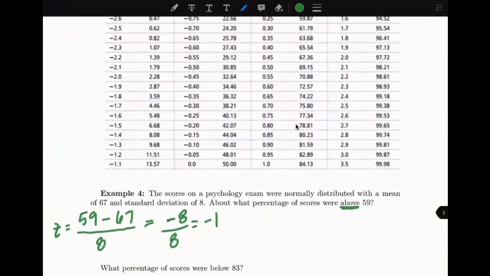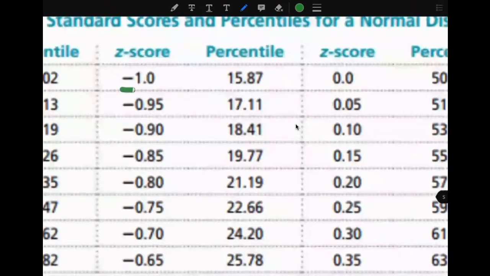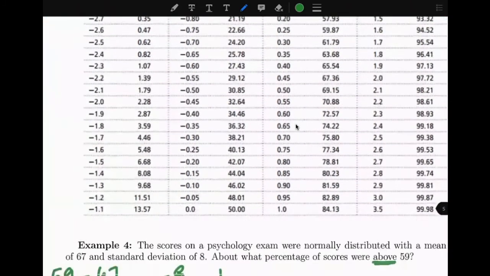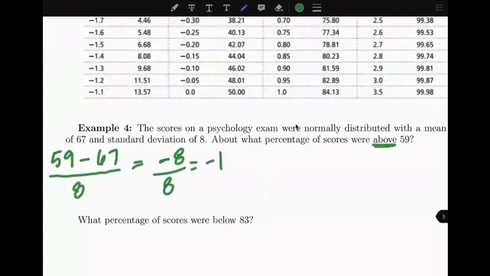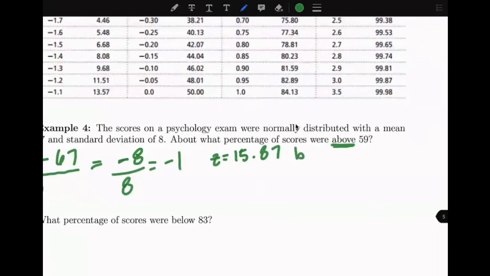And now we are going to scroll up and look for where we have negative 1. It's right here. A z-score of negative 1 means you're in the 15.87th percentile. But that means that 15.87% were below 59, because that's what percentiles mean.